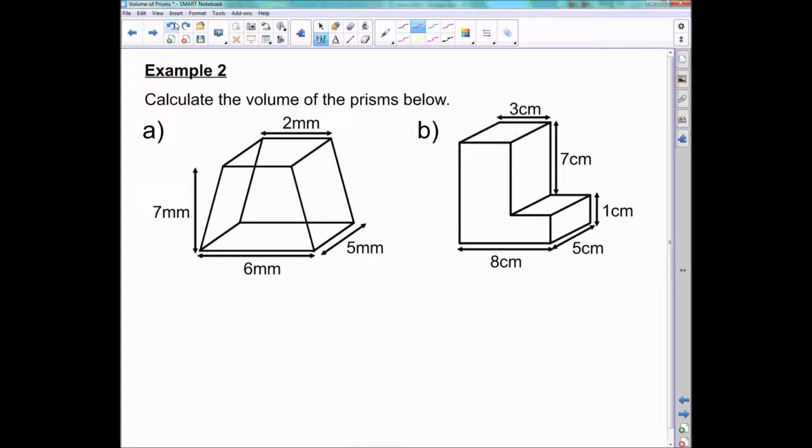Okay, so my second example is going to be two more complicated prisms. The first one is a trapezium prism, and the second one is this compound L shape that comes up quite regularly as well. I'm just going to run through these two examples and then give you two to have a go at. First off, this trapezium prism. The trapezium is this cross-section shape at the end here.